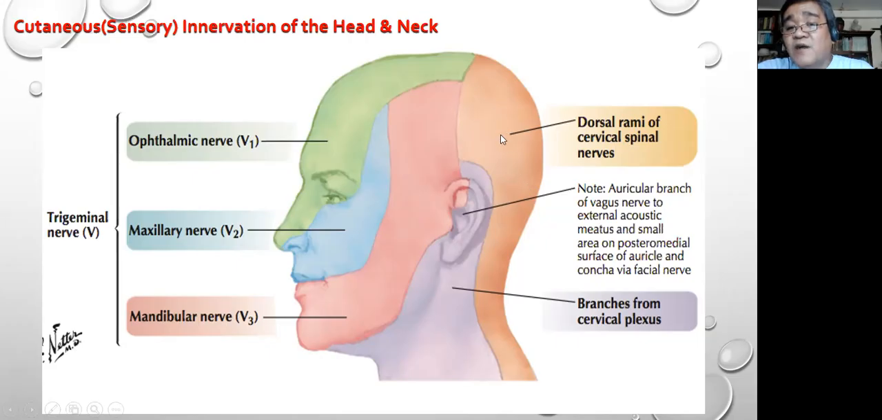How about the posterior aspect of the scalp and the neck? What mediates general sensation within this area? Sensation within this area is mediated by the dorsal rami of the spinal nerves, specifically of the cervical spinal nerves, while in the anterior portion of the neck, sensation travels via the anterior rami of the cervical spinal nerves, which in this area form a series of plexuses.